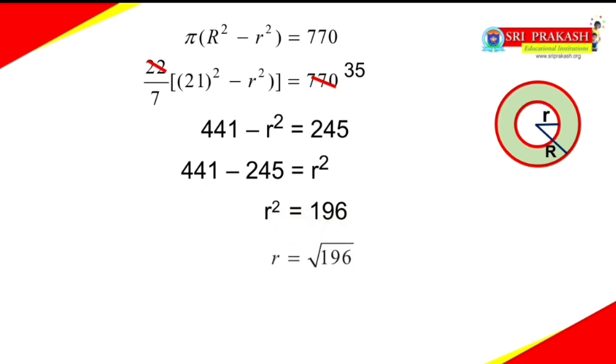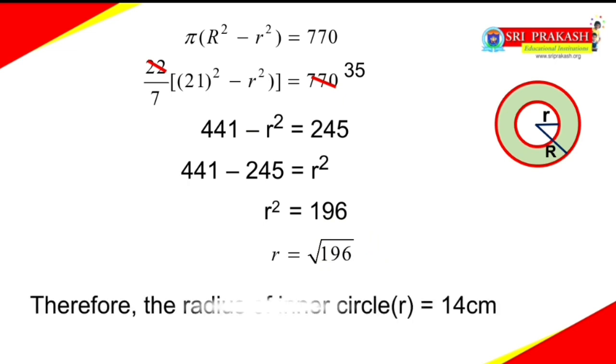Then r is equal to square root of 196. Children, what is the square root of 196? Yes, it is 14 centimeters. Therefore, the radius of the inner circle is 14 centimeters.